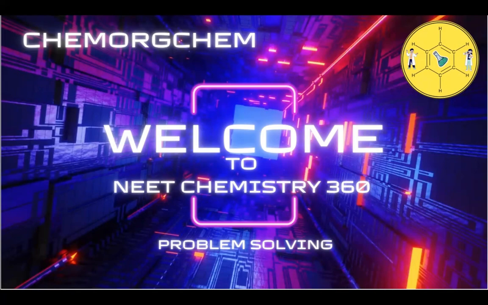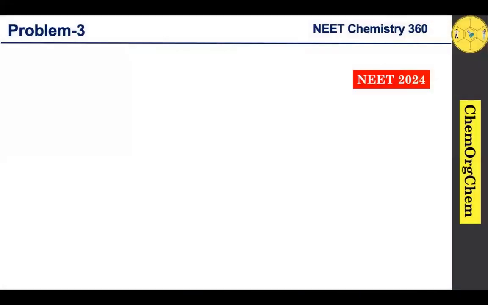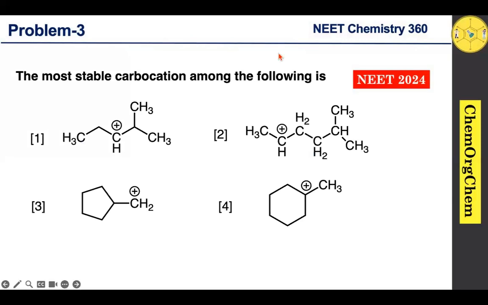Let's see what's today's problem. So this is the question from NEET 2024. According to this question, the most stable carbocation among the following is. So here you see there are four options. Let's figure out together which one is the correct option for this question.